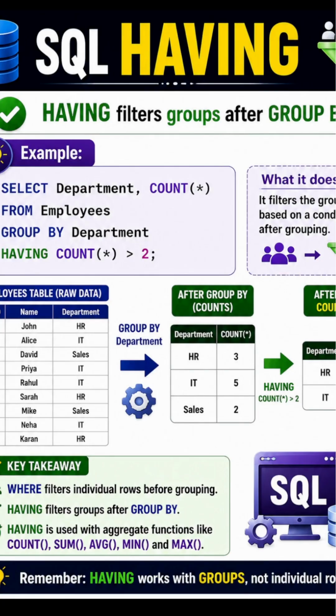Now we will see the HAVING clause. The HAVING clause can be used to filter the records based on the groups, and this can be done after GROUP BY. For example, SELECT department, COUNT(*) FROM employees GROUP BY department, and we are giving the condition HAVING COUNT(*) greater than 2. So we are filtering based on a condition on an aggregate function, COUNT(*) being greater than some value. Whenever we use the HAVING clause, it comes after GROUP BY.